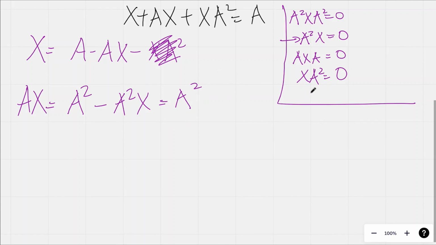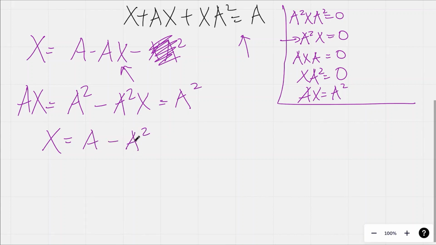We've got that ax equals a squared, and what's quite nice about this is we don't have x anymore. So we know that a times x, regardless of what x is, provided it solves this equation up here, then a times x has to be a squared, and a is a fixed matrix, which has the property that a cubed is 0. Okay, so if ax equals a squared, we can just plug that into here, and so we get an equation for x. X equals a minus a squared.